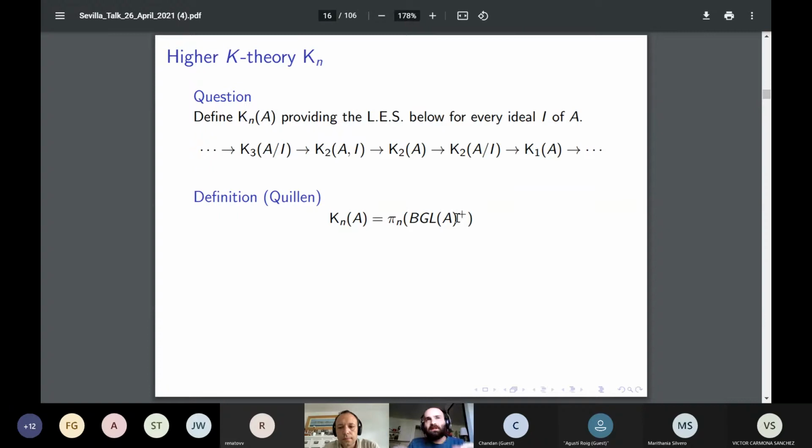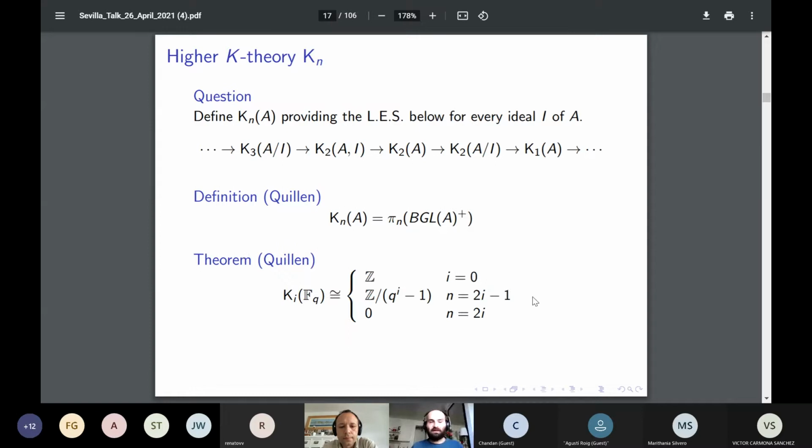It's a construction that takes the space and kills its maximal perfect subgroup of the pi one of the space while keeping the homology the same. So it's an interesting construction. And pi n of the space, the degree n homotopy group of the space, gives you the degree n algebraic K-theory of the ring.